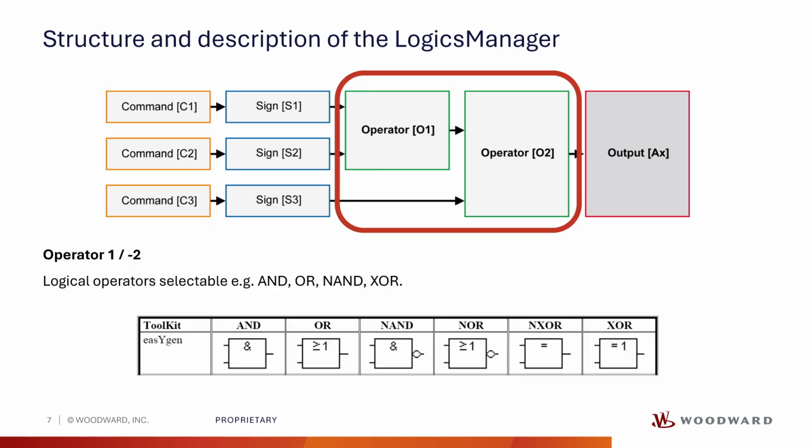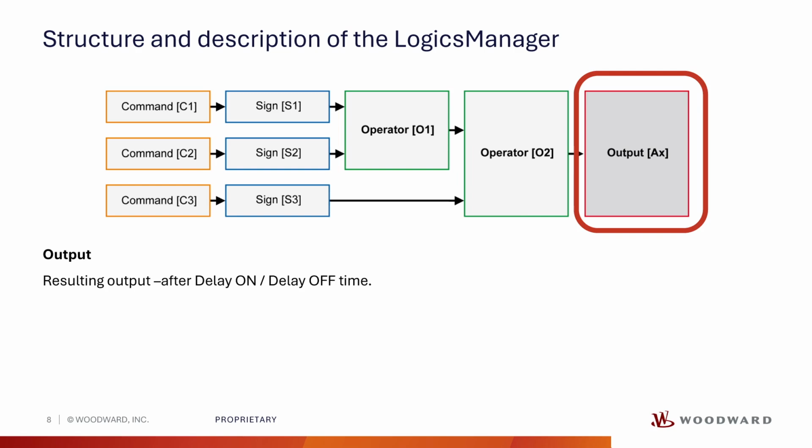Then there come the operators 1 and 2. These are selectable logic gates of the usually known logical operators like AND, OR, XOR, and more to achieve the desired logical result and function. And then additionally, there can be put a delay on or delay off time for the resulting logical result.